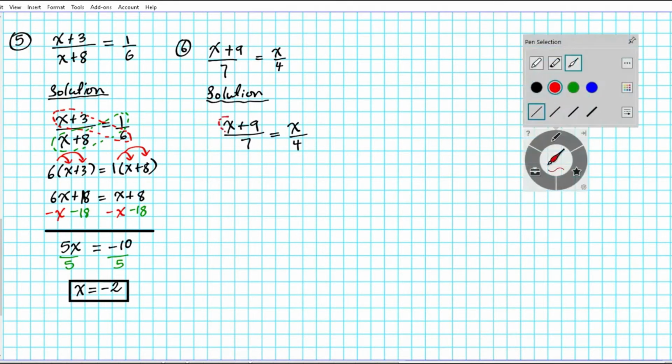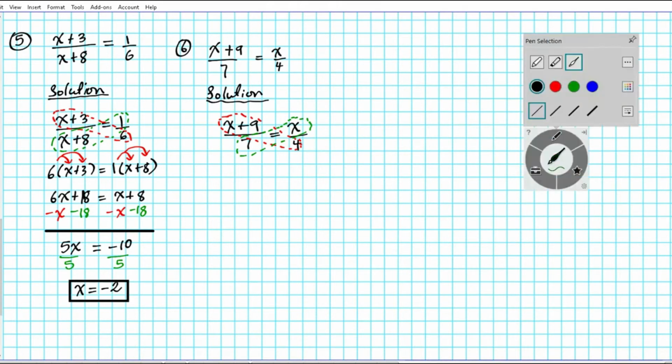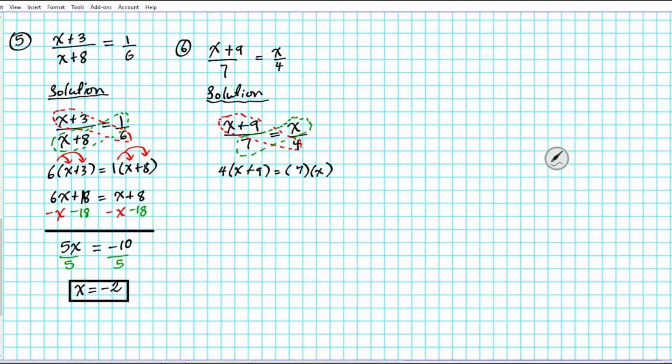So x plus 9 on the left. The numerator gets multiplied with the denominator. x plus 9 on the left gets multiplied by the denominator on the right, 4, and then the numerator on the right, x, gets multiplied by 7. So we have a nice little star there. Multiplying that out, we'll have 4 times the quantity x plus 9 is equal to 7 multiplied by x.